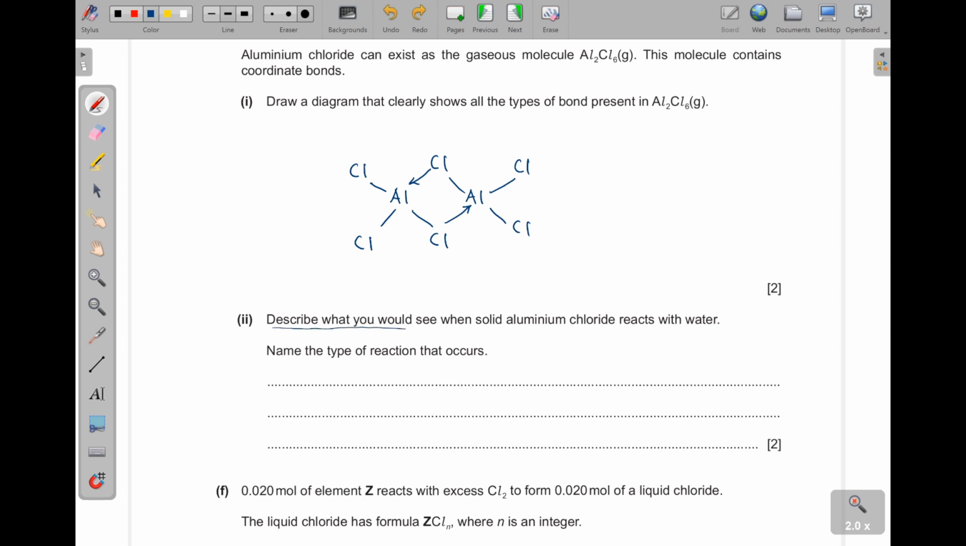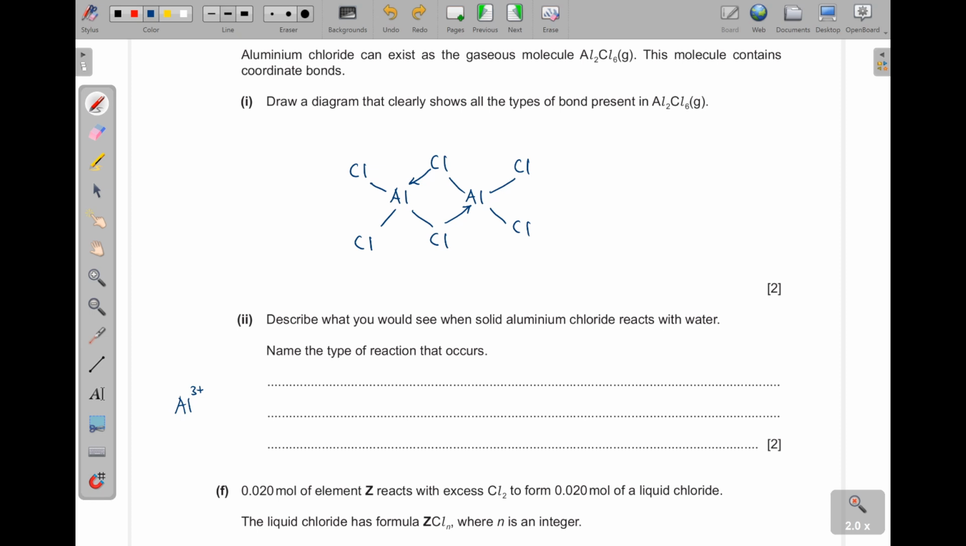Roman 2. Describe what you would see when solid aluminium chloride reacts with water. Name the type of reaction that occurs. Of course, the type of reaction is hydrolysis, because this dimer is going to be broken down. So when this dimer is broken down, we are going to see these ions, and since aluminium 3 plus here has a smaller size but a high charge, it is going to have a very high charge density.